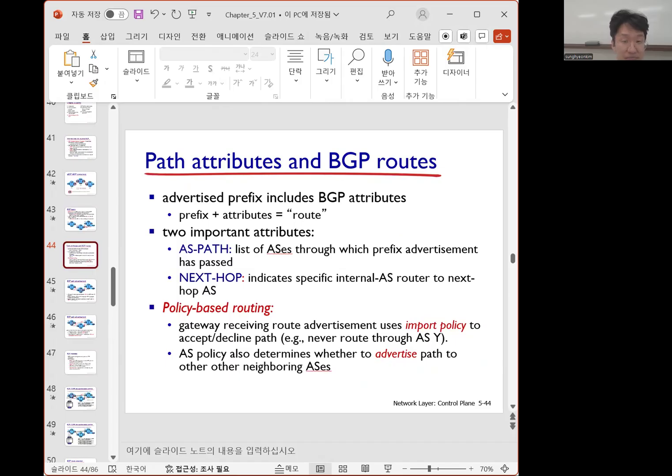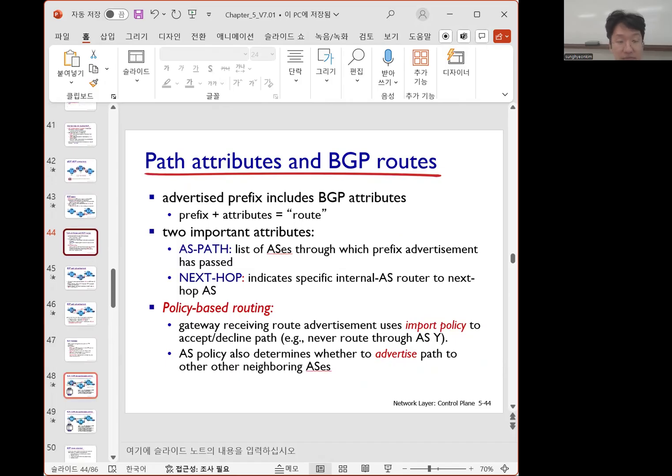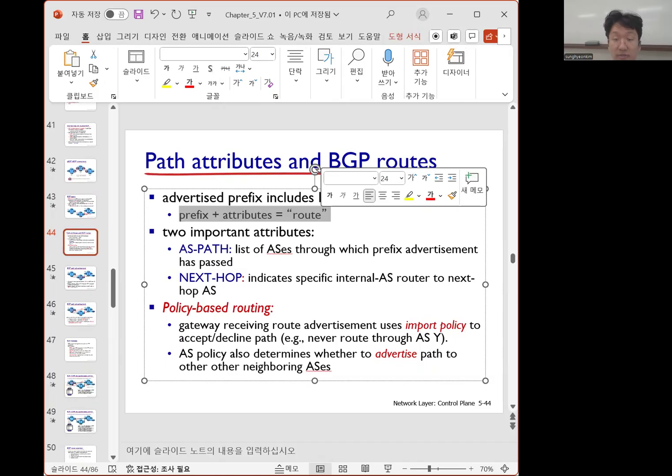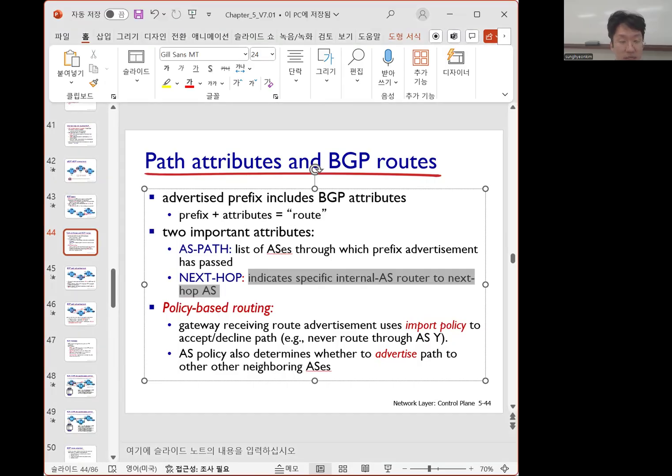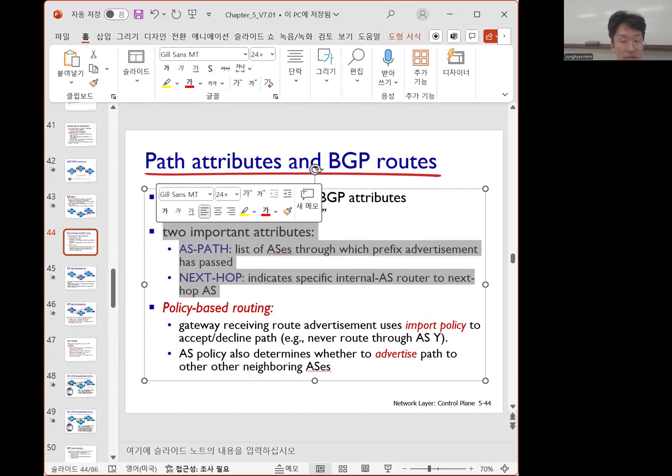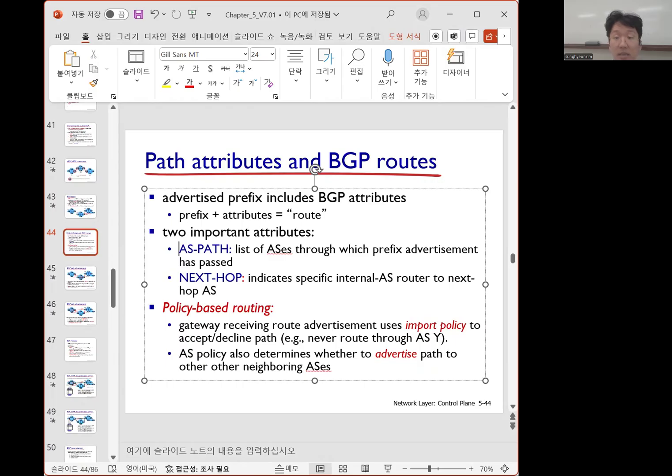Path attributes and BGP routes: the advertised prefix includes BGP attributes, and prefix plus attributes equals a route. There are two important features, AS-PATH and NEXT-HOP, and they do policy-based routing.